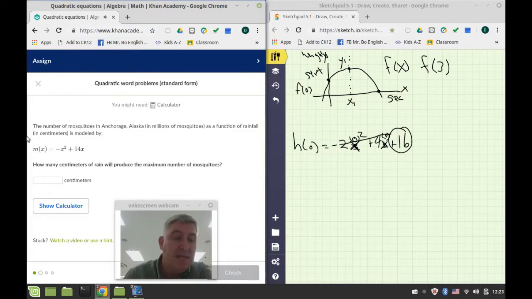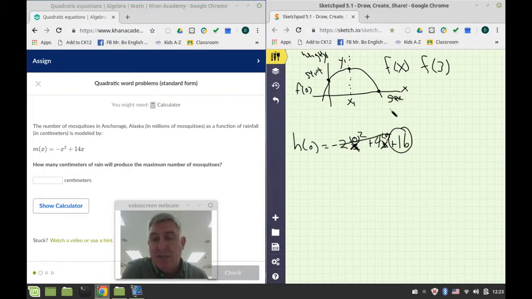Okay. Next one. The number of mosquitoes in Anchorage, Alaska, in millions of mosquitoes as a function of rainfall in centimeters is modeled by this equation. So now we don't have seconds. Now we have rainfall. We have rain. And over here, we don't have height. Over here, we have mosquitoes. But the same kind of thing.